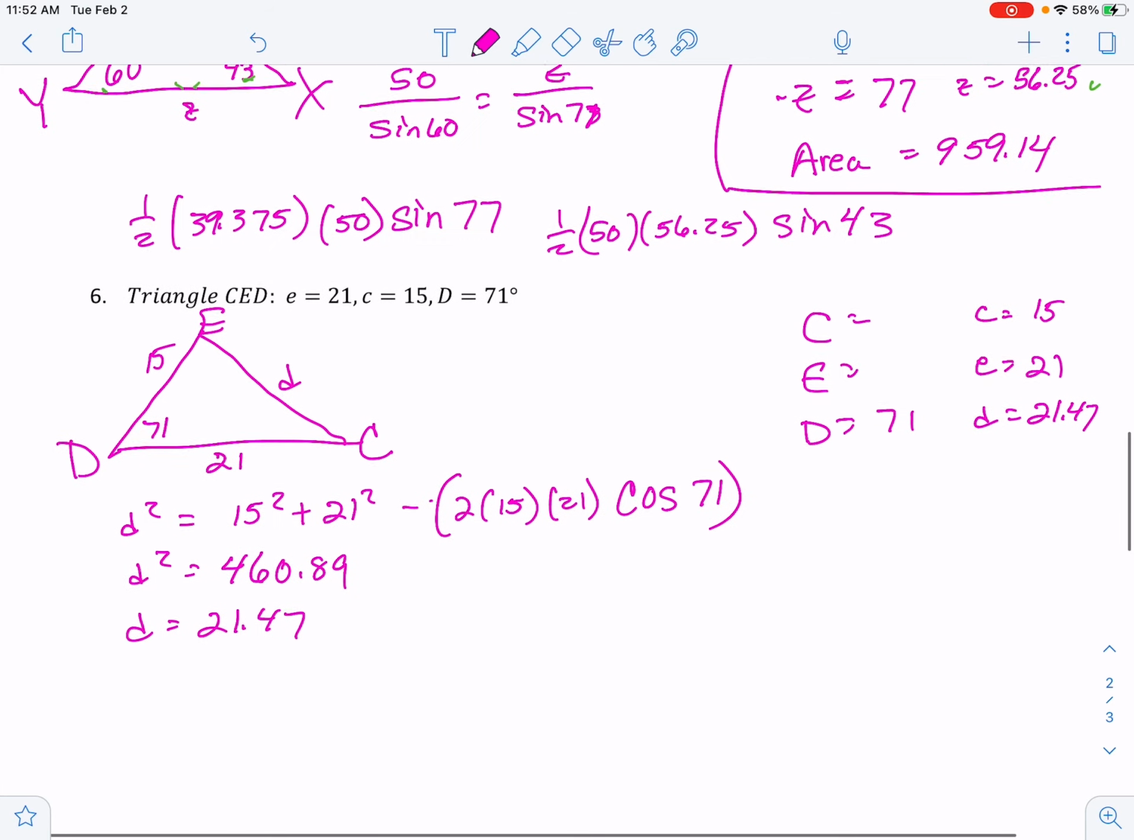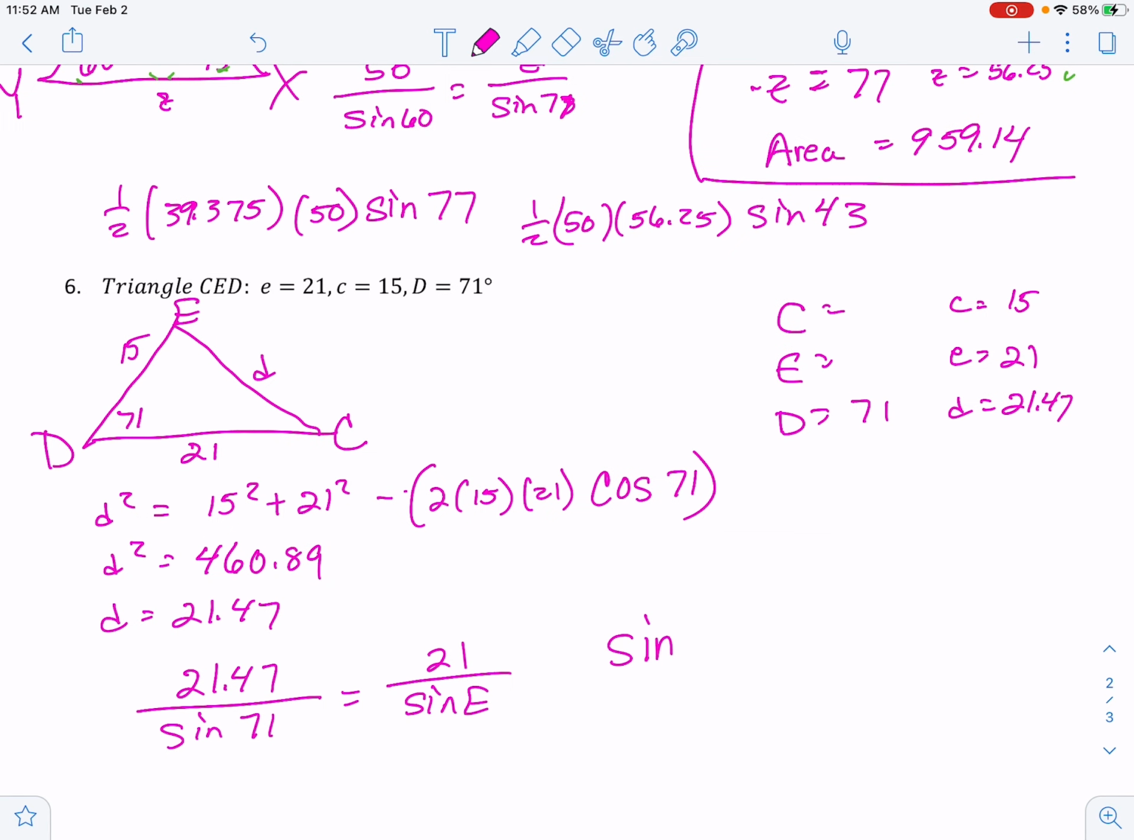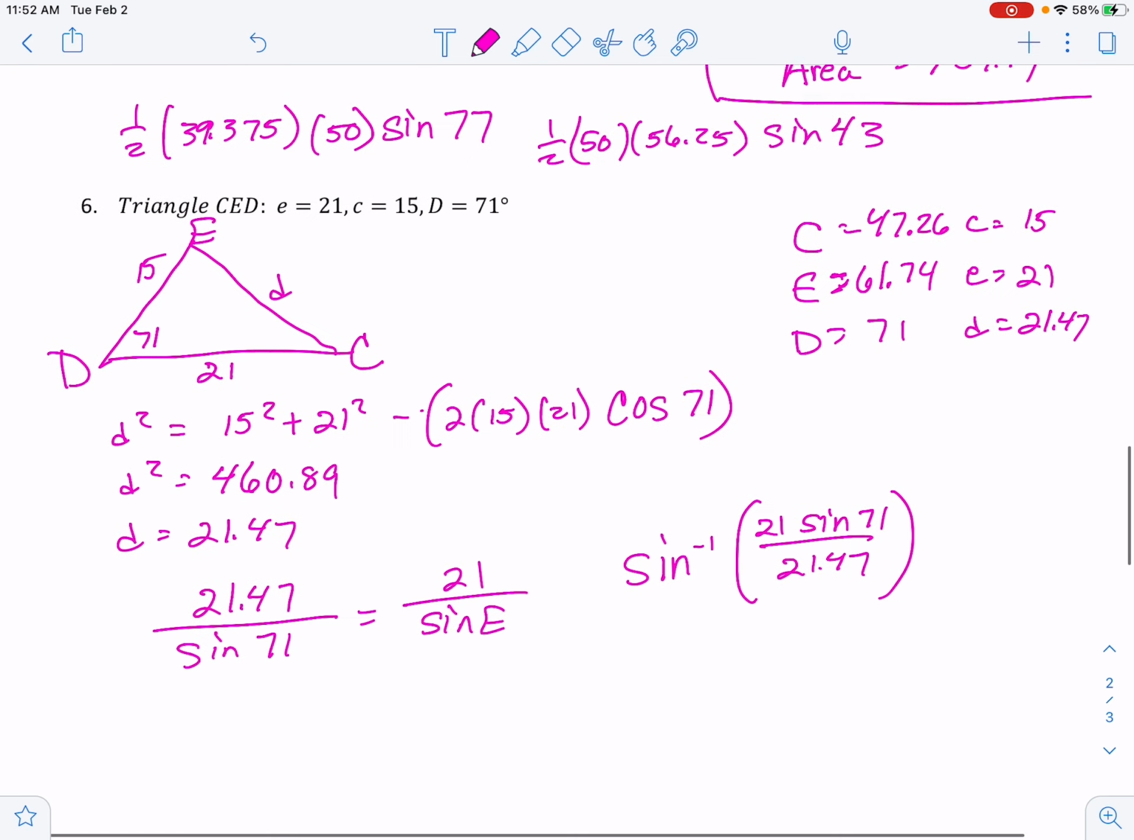So this is 21.47. I now have enough to use the law of sines. So 21.47 divided by the sine of 71 equals 21 over the sine of E. So inverse sine of 21 times the sine of 71 divided by 21.47 gives me angle E, which is 61.74. And I subtract those from 180 and got 47.26. That was fast, wasn't it? But I didn't take time out to hold my calculator. You can hit pause.